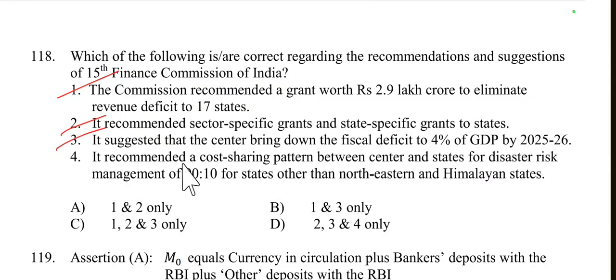Then it recommended a cost sharing pattern between center and state for disaster management of 90:10. No, this is the incorrect ratio, it applies to states other than northern, eastern, Himalayan states. So option 4 is incorrect here. Only 1, 2, 3 are correct. So option C is correct according to the 15th Finance Commission.